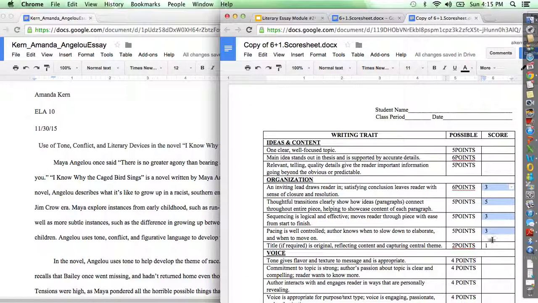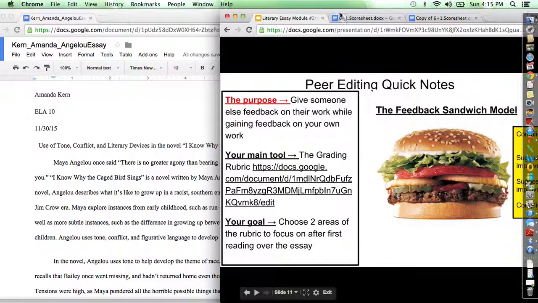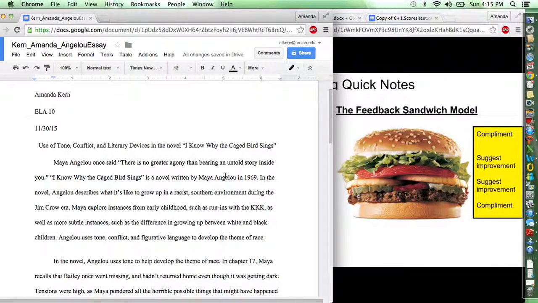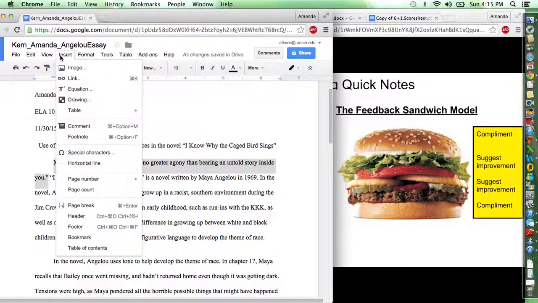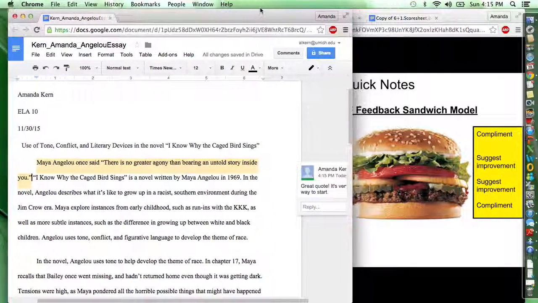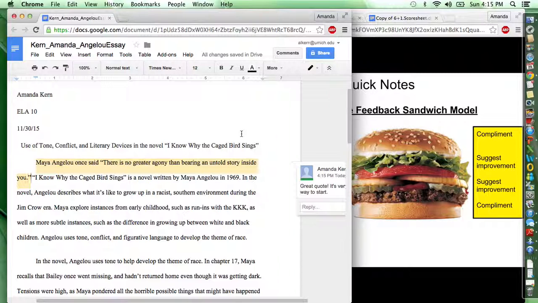Now, rather than just giving the person numbers, you want to actually give the person some actual feedback based on our feedback sandwich model. So in order to do that, you are going to add comments. So let's start with a compliment. I really like this quote. So I'm going to press Insert, Comment, and I'm going to tell the person, great quote. It's very moving. Nice way to start. And press Comment. Now that person can see that and they'll be like, oh, awesome, I used a great quote.